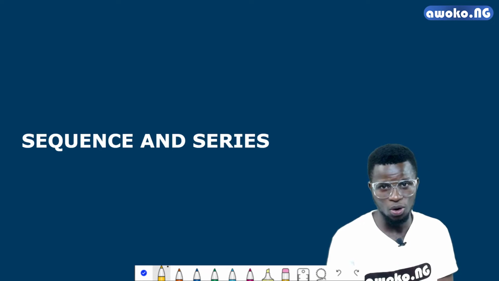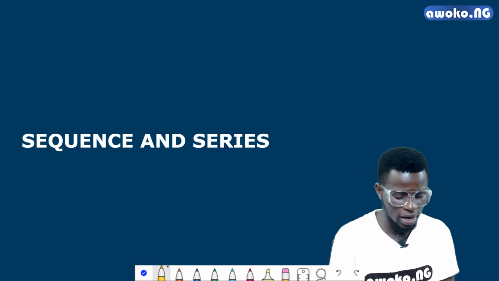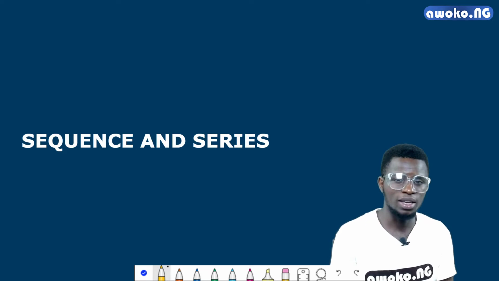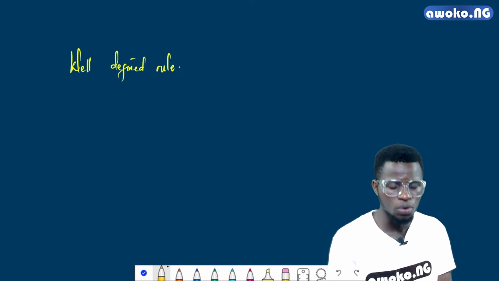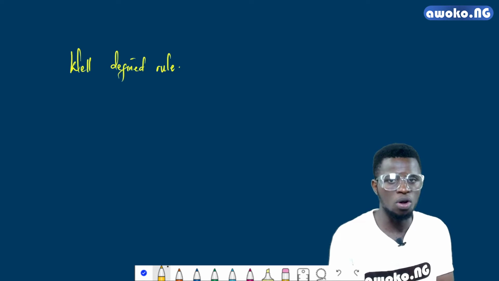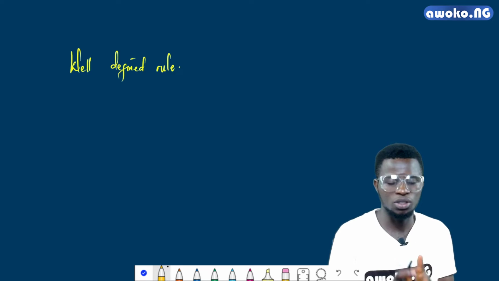Sequence is the succession of terms in such a way that the terms are related to one another according to a well-defined rule, while series, on the other hand, is the addition of the terms in a sequence. I want you to take note that I made mention of a well-defined rule. Therefore, the rule that works for a particular sequence may not work for another sequence, because of the set well-defined rule that each sequence needs to follow.